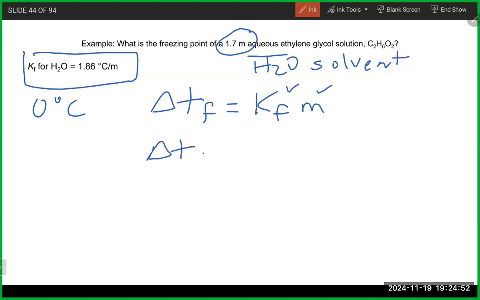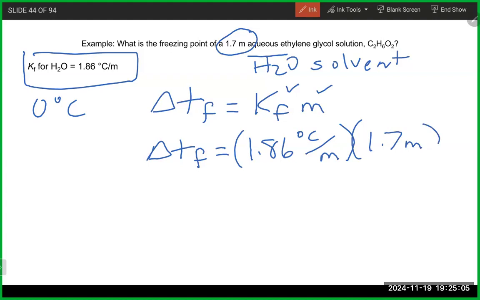The change in freezing point temperature is equal to our Kf for water, 1.86 degrees Celsius divided by the molality, times the molality of 1.7. The molality will cancel. That's going to leave us degrees Celsius, which is good because that is a temperature, which is what we're looking for. And that will get us something like, we'll call it, 3.16 degrees Celsius.